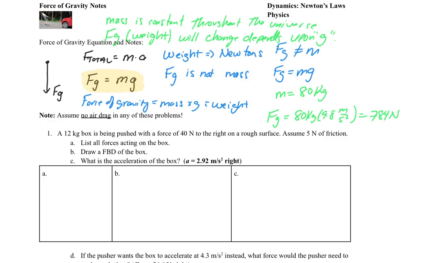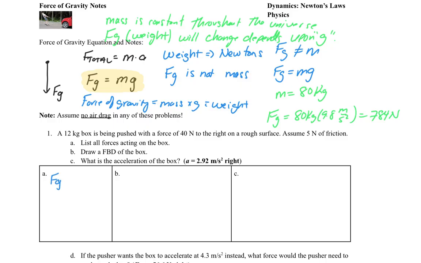So let's go ahead and take a look at a sample problem that might involve weight. We have a 12 kilogram box being pushed with a force of 40 newtons to the right on a rough surface. So we're going to assume 5 newtons of friction, but we're going to assume that there's no air drag. In any of our example problems that we're doing right now, we're going to assume no air drag. So the first thing we're asked to do is list all the forces acting on the box. The easy one is the force of gravity.